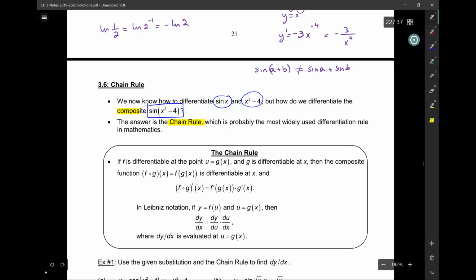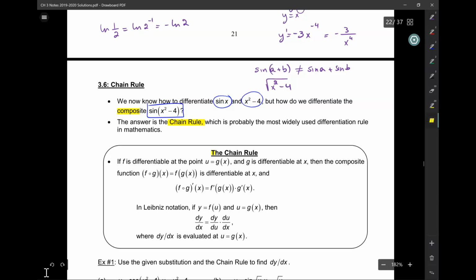But now, what if it's the square root of x squared minus 4? What are you going to do then? You don't have a sum and difference formula for that. You need the chain rule. So there comes a point where you can't get away with it. You must use the chain rule, okay?